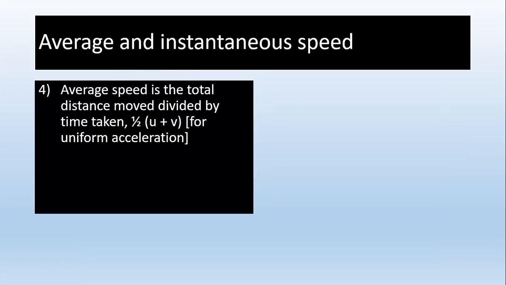Average and instantaneous velocity and speed. Average speed is the total distance moved divided by the time taken. Right? Or if it's uniform acceleration, we can use half of u plus v.